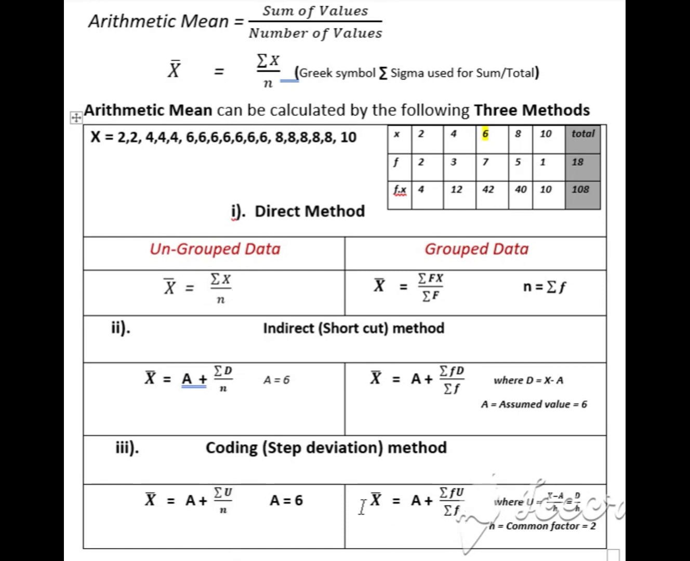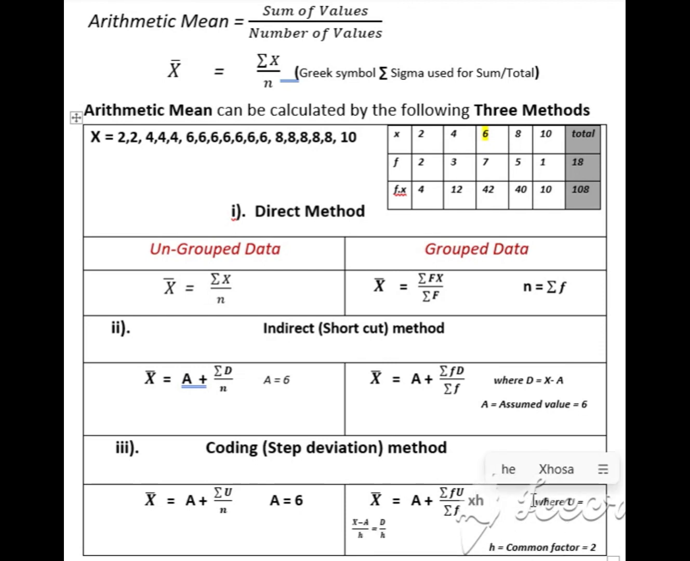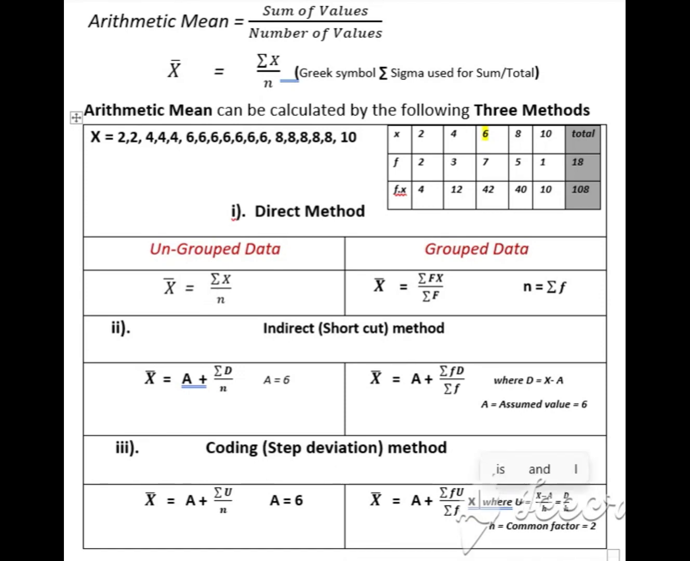So this is the difference between the direct, indirect and coding methods, and how you can identify them. There is one more thing for the coding method: you multiply by h. H is the common difference.